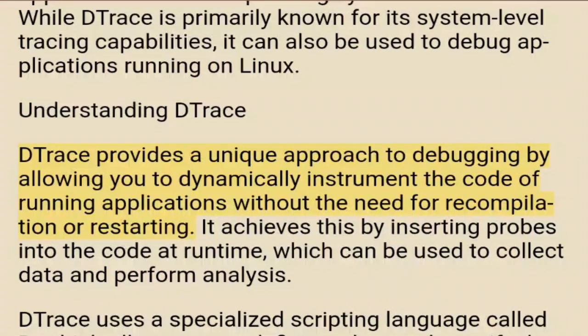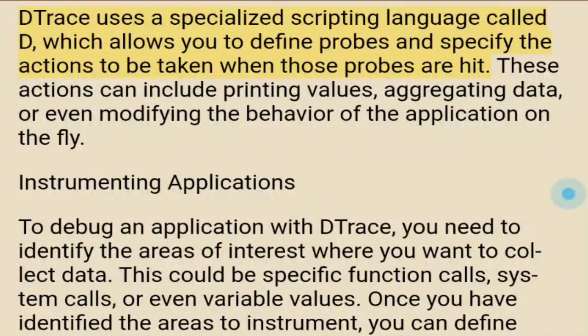dtrace provides a unique approach to debugging by allowing you to dynamically instrument the code of running applications without the need for recompilation or restarting. It achieves this by inserting probes into the code at runtime, which can be used to collect data and perform analysis. dtrace uses a specialized scripting language called D, which allows you to define probes and specify the actions to be taken when those probes are hit. These actions can include printing values, aggregating data, or even modifying the behavior of the application on the fly. Instrumenting applications.